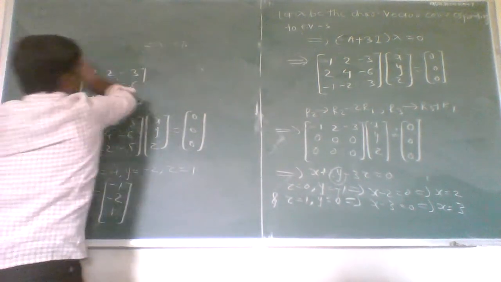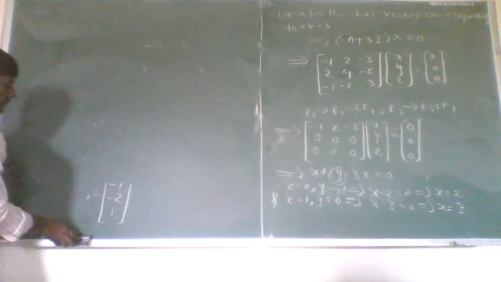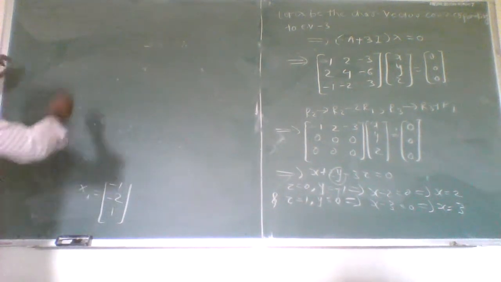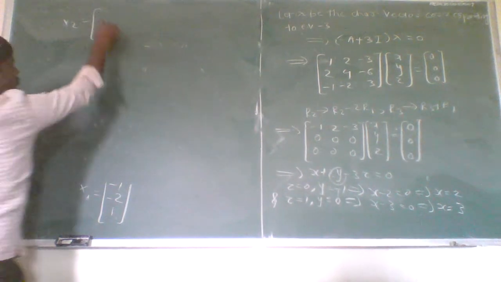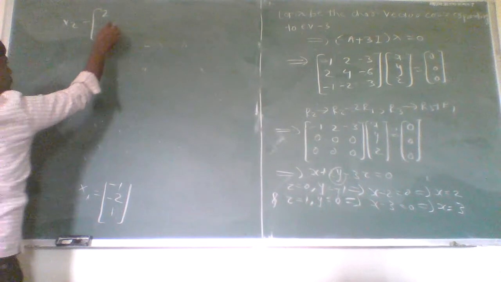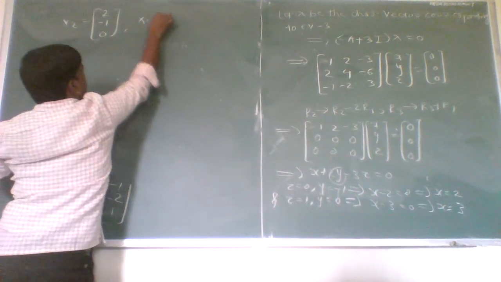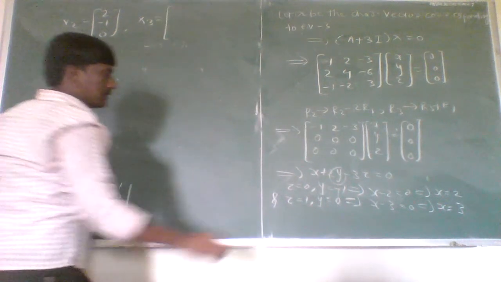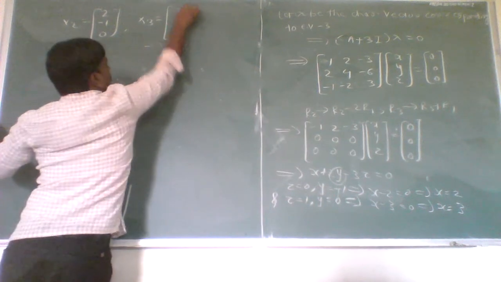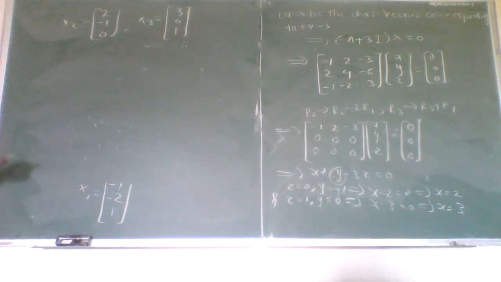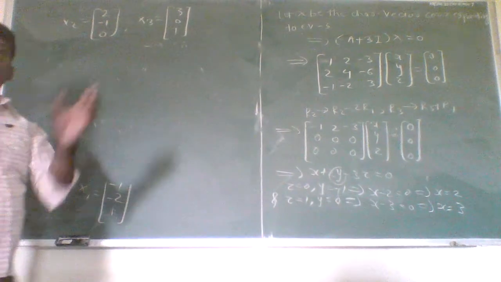Suppose x1, x2, and x3 are the characteristic vectors corresponding to eigenvalue minus 3. This one is x1. x2 is nothing but 2, minus 1, 0, and x3 is nothing but 3, 0, 1. So here we have found the characteristic vectors corresponding to both the eigenvalues 5 and minus 3. Now let us construct the matrix P.